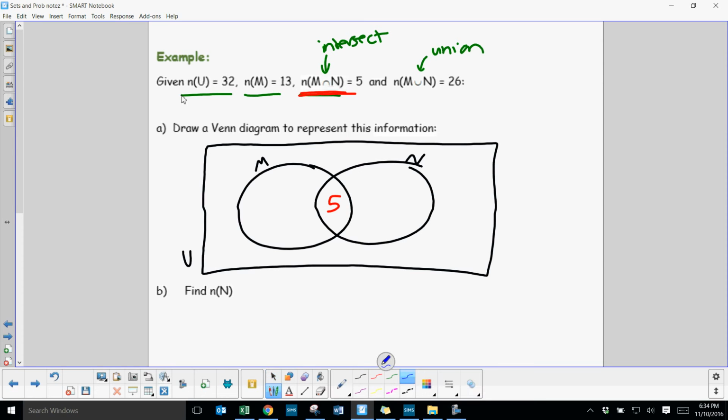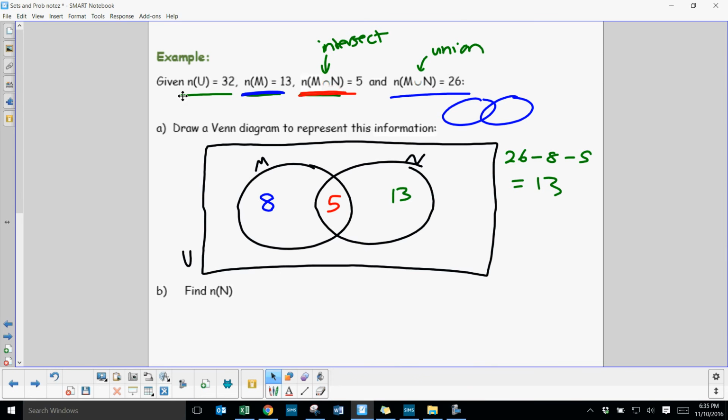We also know that the total number of M is 13. So this must be 8 because 8 plus 5 is 13. That gives us our M. But we haven't been told how many in total are in N. But we can use this because we're told that the union, remember, is all circles together, is equal to 26. So we can work out this little region here by doing the union 26 minus 8 minus 5. And that gives us 13. So we know this little section here is 13.